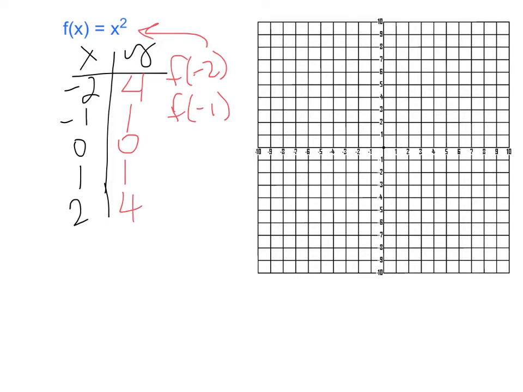So let's graph this thing. Let's go blue. I'm going to graph my point of -2, 4. And I'm going to graph the point of -1, 1. Oopsie daisy. 0, 0, 1, 1, and 2, 4. That is what's called a parent function. So we're going to connect the dots. See how well I can connect these dots on this thing. There we are, it's not too bad.